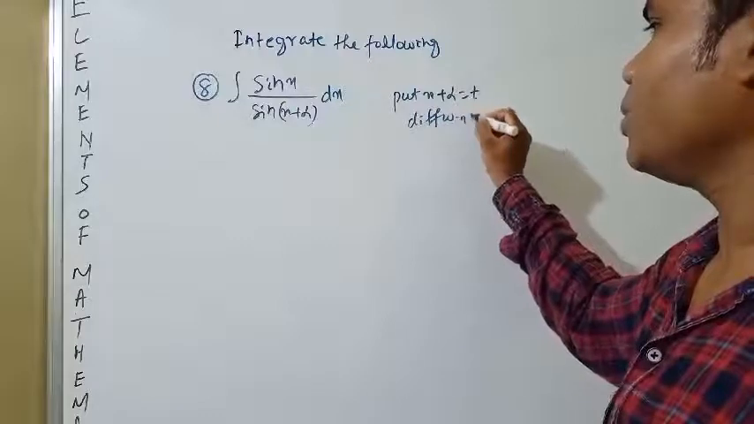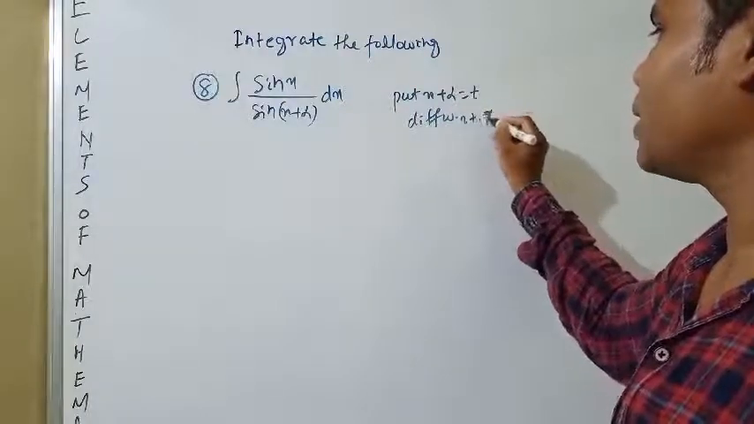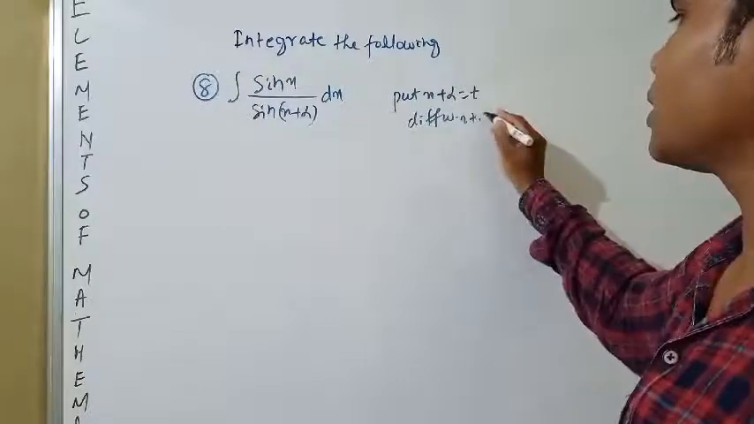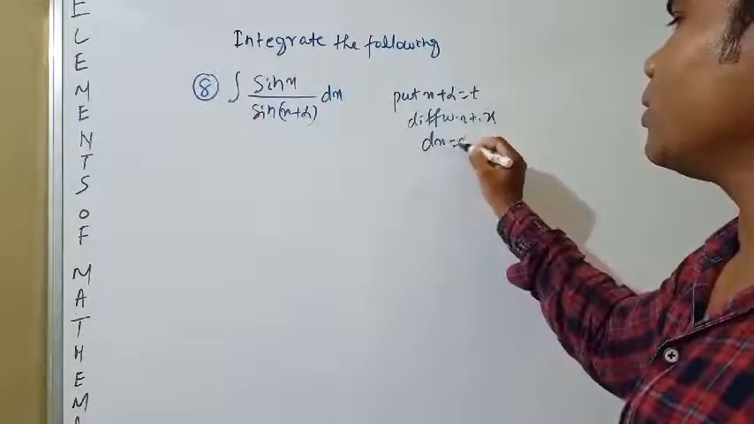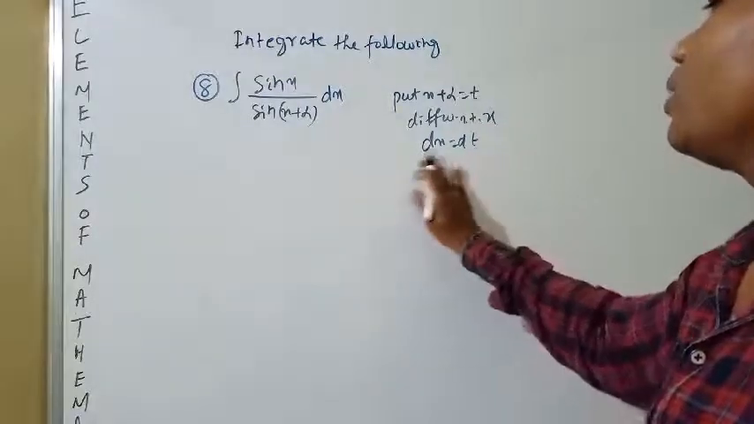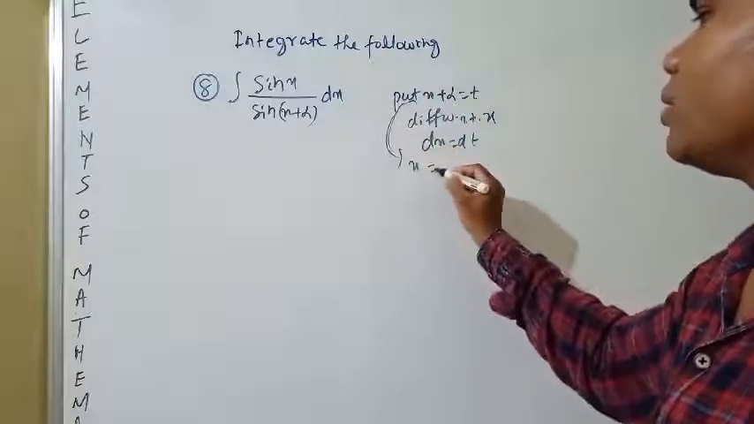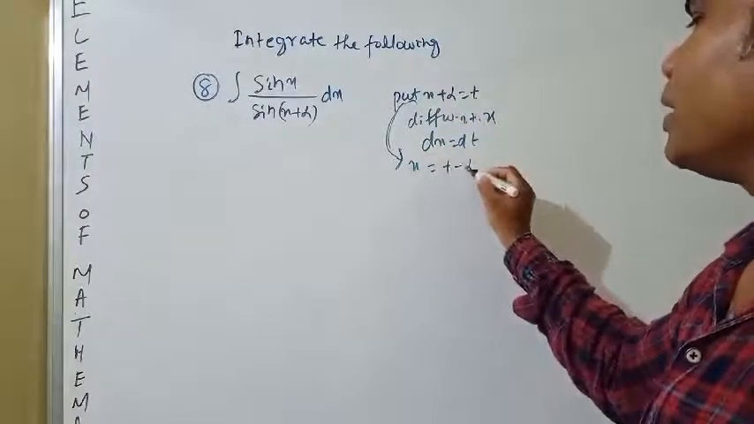Differentiate with respect to x. dx is equal to dt. Now you find the value of x. x is equal to how much? x is equal to t minus alpha.